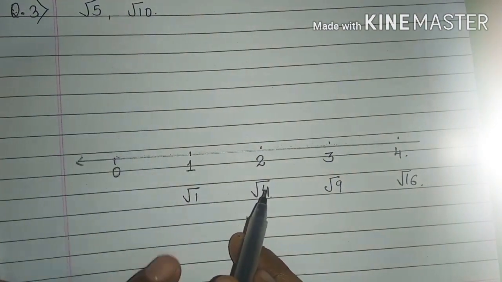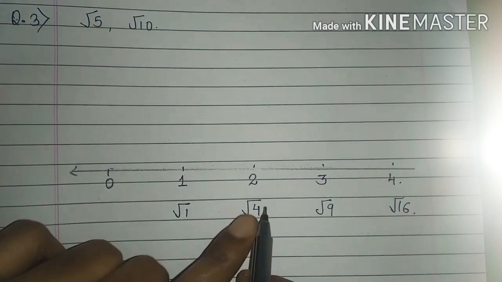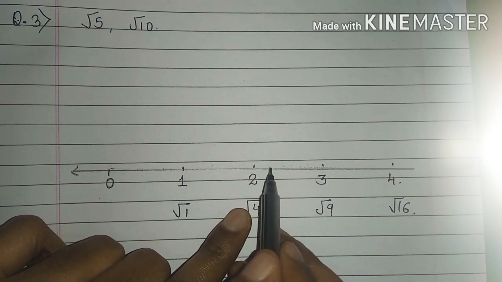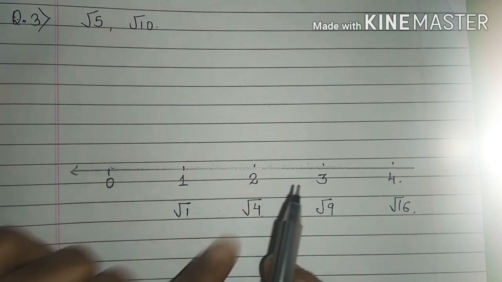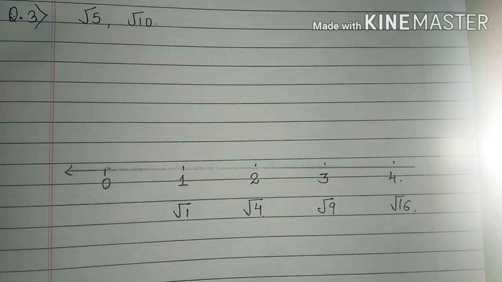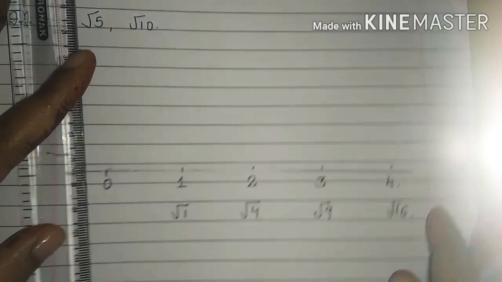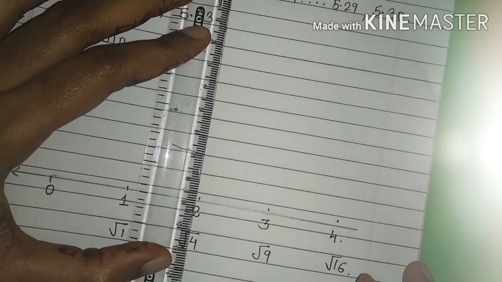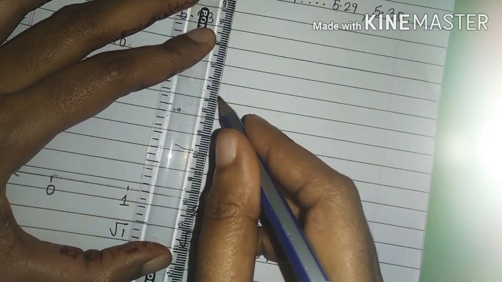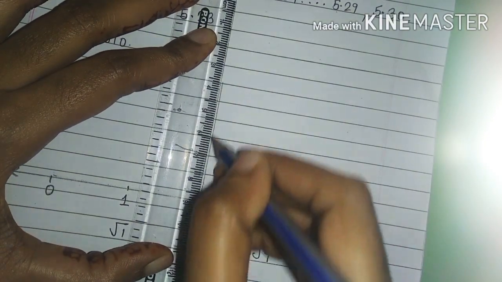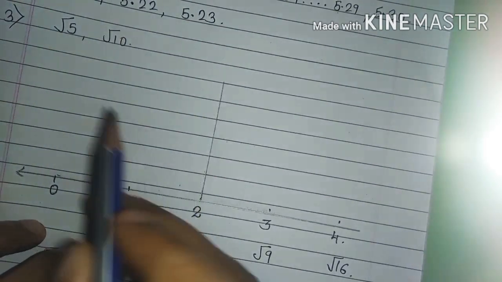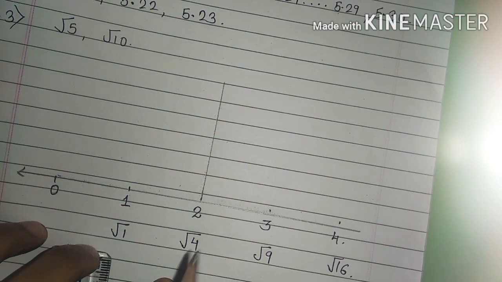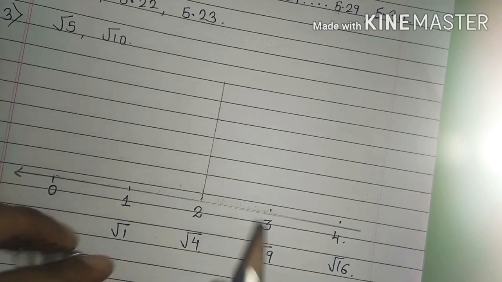and root 10. Now root 5 will be after root 4. That means this will be located over here after 2. So what we will do, first of all, draw a straight perpendicular line from point 2. You have to draw a perpendicular line. And why am I drawing this line on 2? Because root 5 is after root 4. So here it will be located.